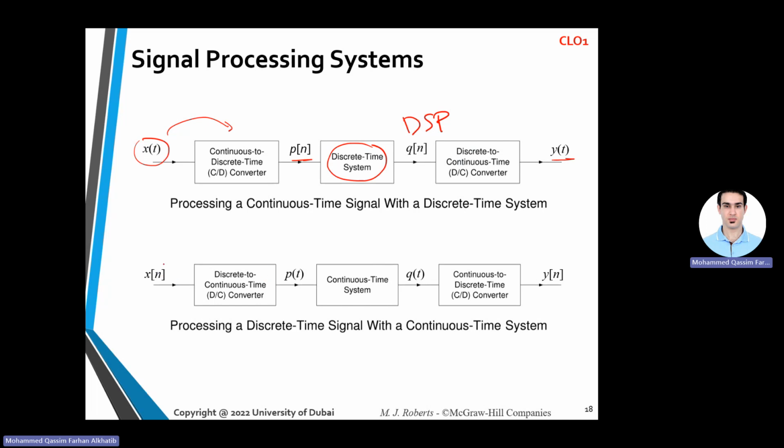However, sometimes when we receive a digital sequence, x of n, we want to process it into continuous time systems, probably due to the hardware that is available. So you do the opposite. You have digital to analog converter or discrete to continuous converter. You will have the signal in time domain, do the processing, what you need, convert it back into a digital domain through the continuous to discrete, and you'll get the sequence y of n.